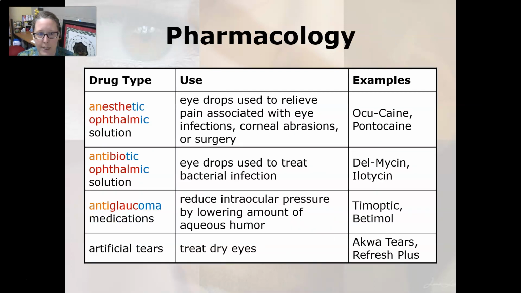Next, we have the pharmacology. So, an anesthetic ophthalmic solution are eye drops that are used to relieve pain associated with eye infections, corneal abrasions, or surgery, like Ocucaine and Pontocaine. An antibiotic ophthalmic solution are eye drops that are used to treat a bacterial infection, like Garamycin and Ilotycin. Anti-glaucoma medications reduce intraocular pressure by lowering the amount of aqueous humor, like Timoptic or Betimol. Artificial tears to treat dry eyes, like Aquatears or Refresh Plus.